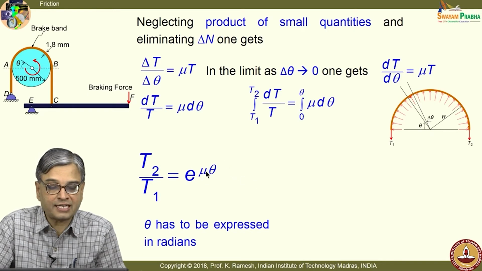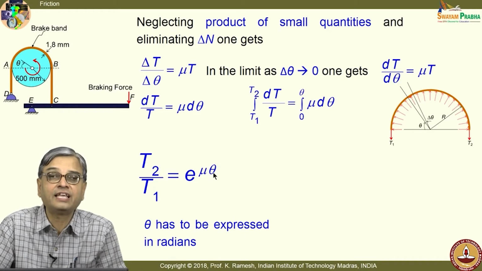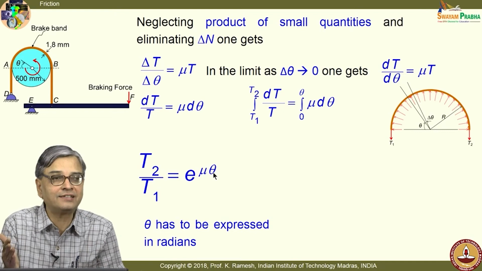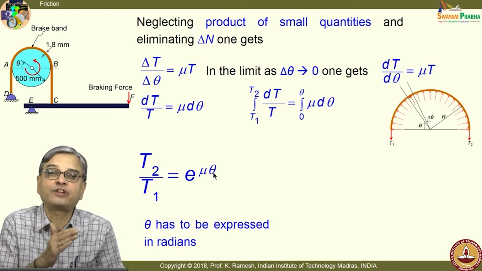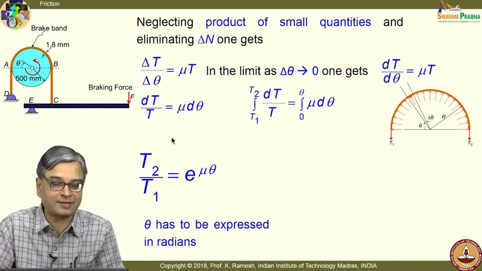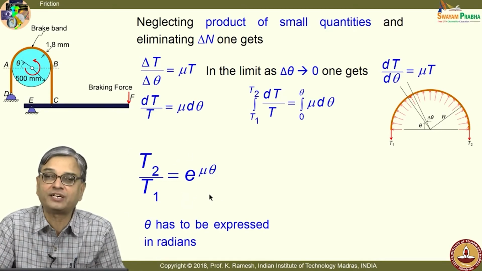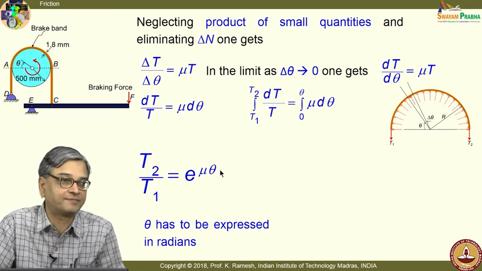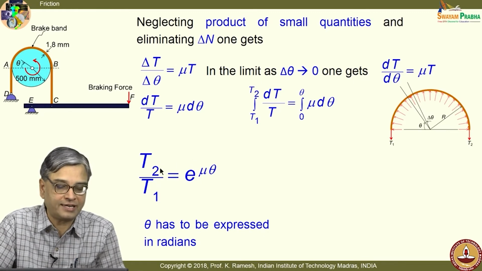Another important aspect is, when you write theta, even if the problem statement gives the angle of lap in degrees, please convert it into radians. These are all the common mistakes people make. They will know the expression T2 by T1 equal to e power mu theta, but you should not substitute theta in degrees, you should substitute only in radians. Only then can you evaluate these quantities correctly.